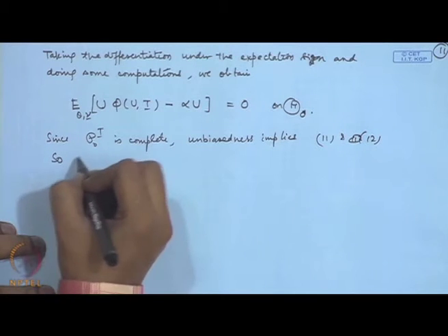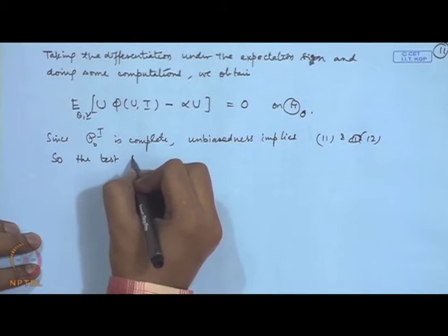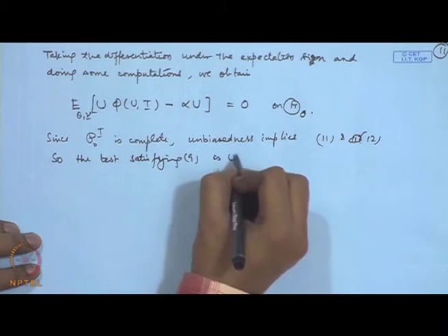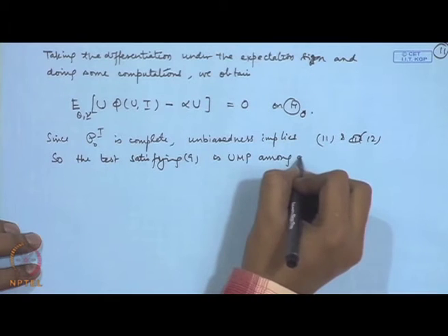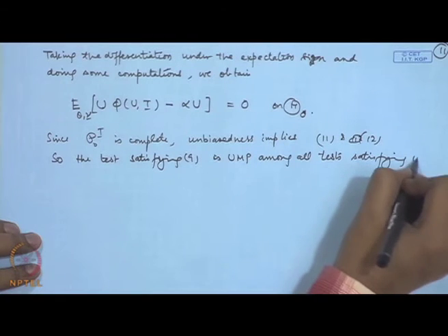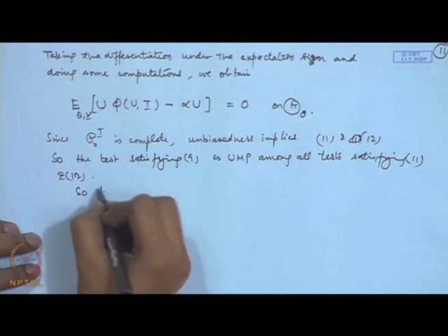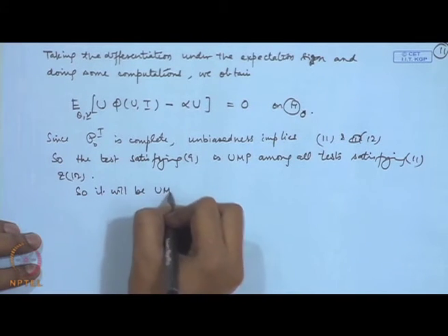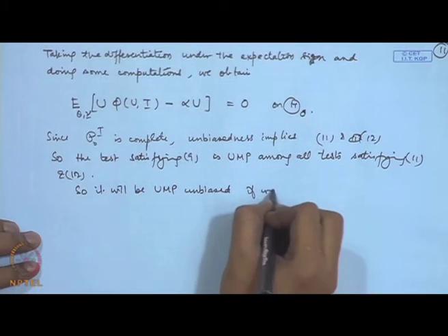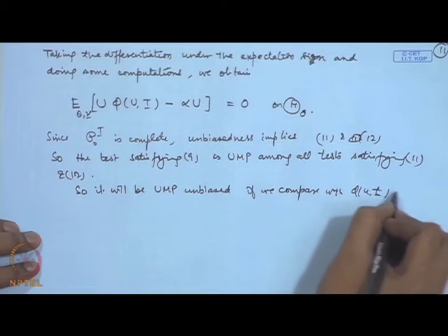So, the test satisfying 9 is UMP among all tests satisfying 11 and 12. So, it will be UMP unbiased if we compare with phi u t is equal to alpha.